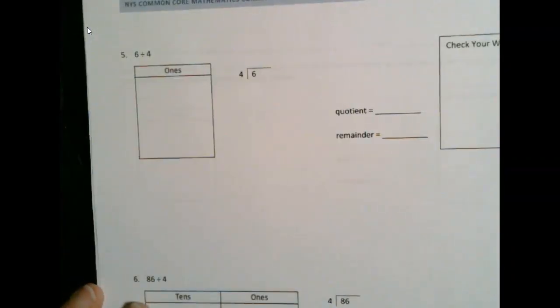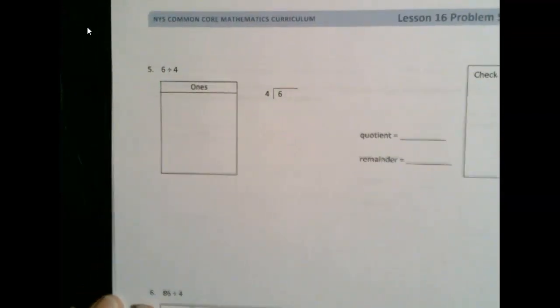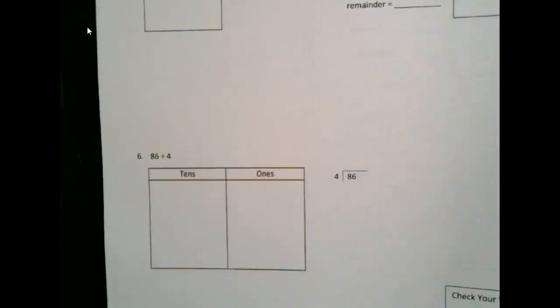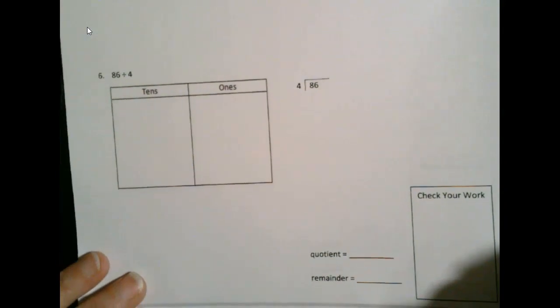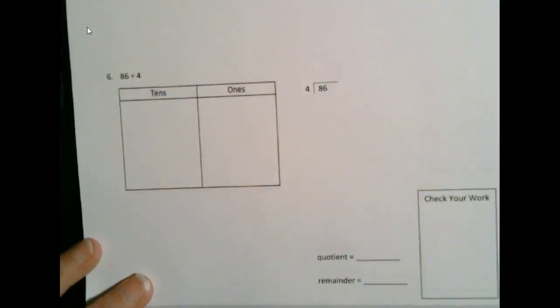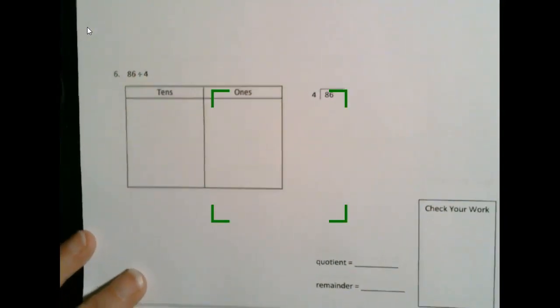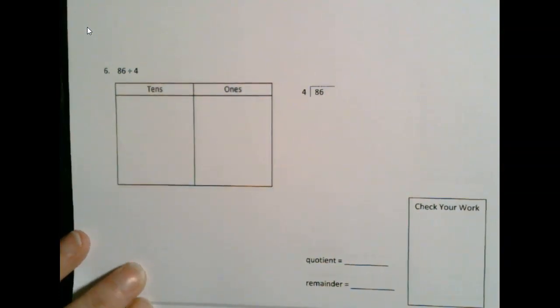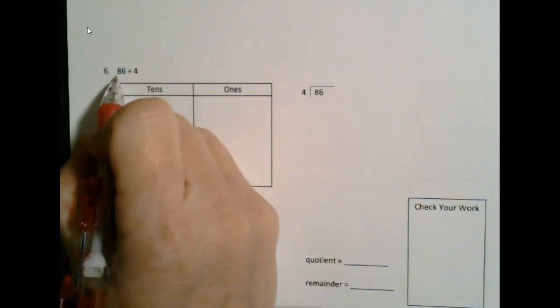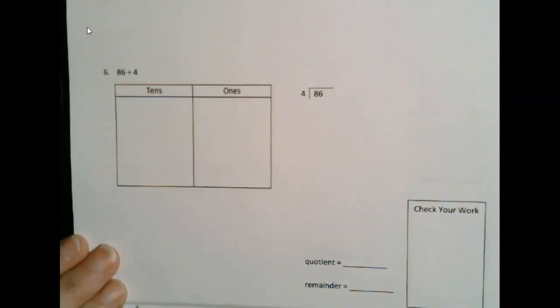All right, guys. I want you to go ahead and attempt to do 5 and 6 independently. Now, before you do this, there's something I want to show you here. I am going to go ahead and do one part with you, and then you can finish the rest of it, okay? I want you to look at this 86 divided by 4.